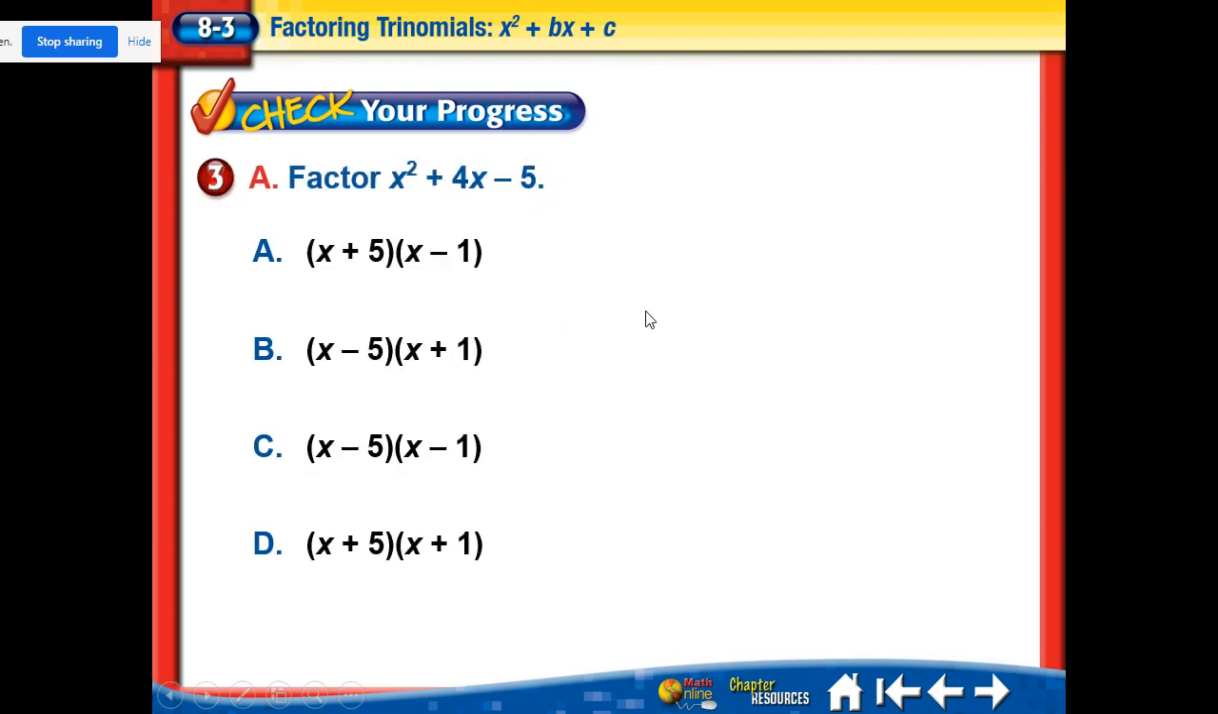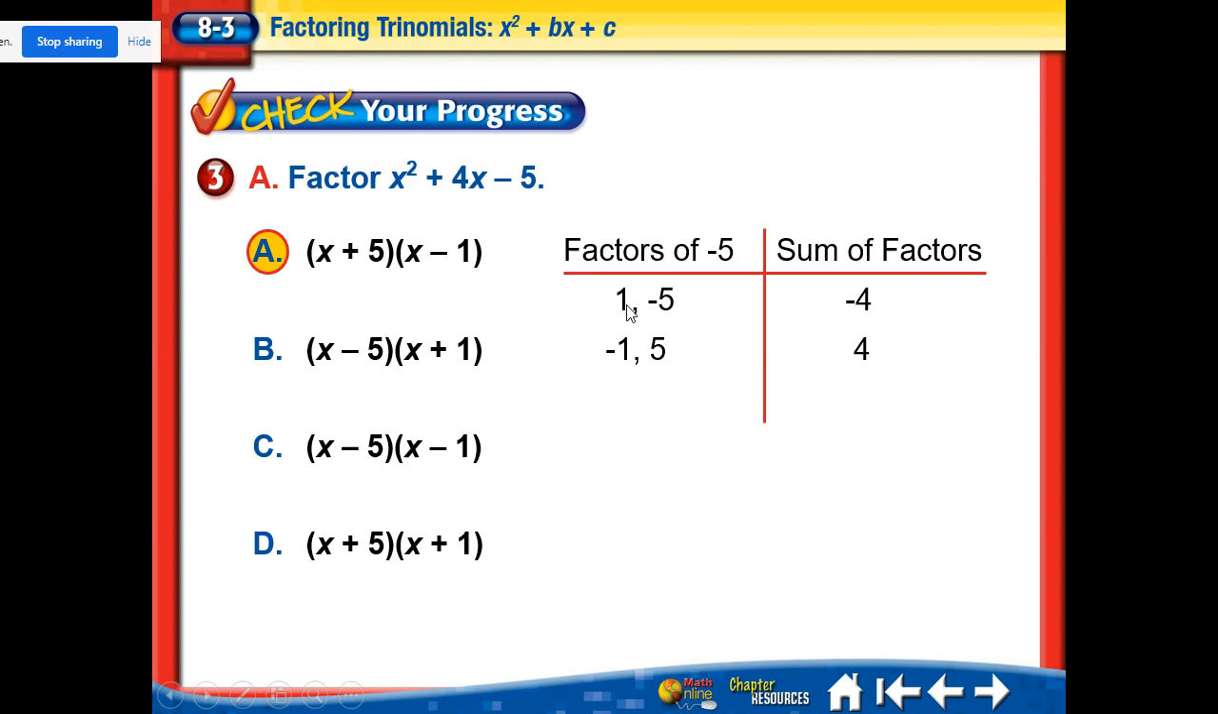Multiplying to negative 5, that adds up to be 4. Well, there are very few combinations, just 1 and negative 5. But I want the positive 4, so I want negative 1 and positive 5.